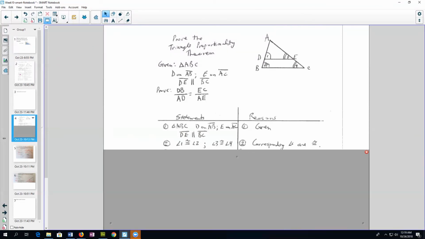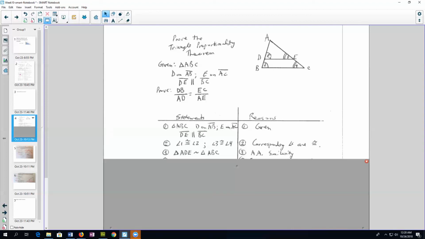I have angle 1 congruent to angle 2 and angle 3 congruent to angle 4 because these are corresponding angles. Notice that these are not alternate interior angles, they are corresponding angles. And we're going to be kind of lenient on that rule. You could write out the full version. Parallel lines cause corresponding angles to be congruent, but this is sufficient.